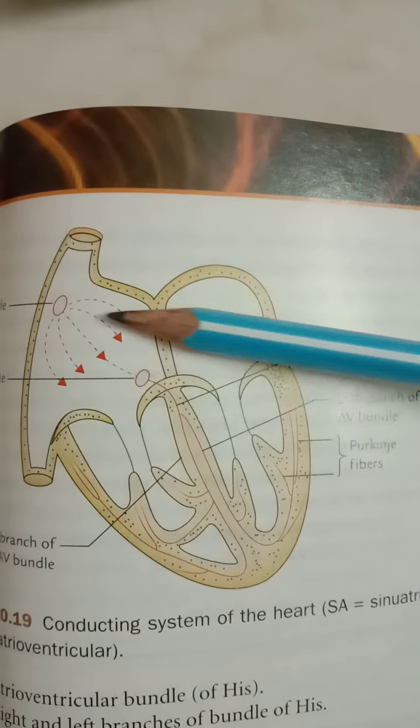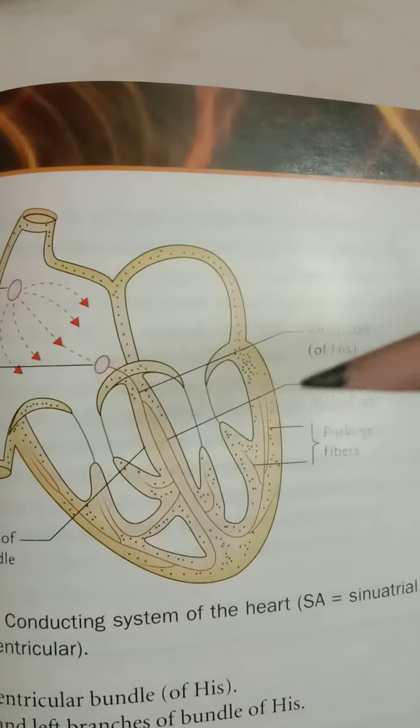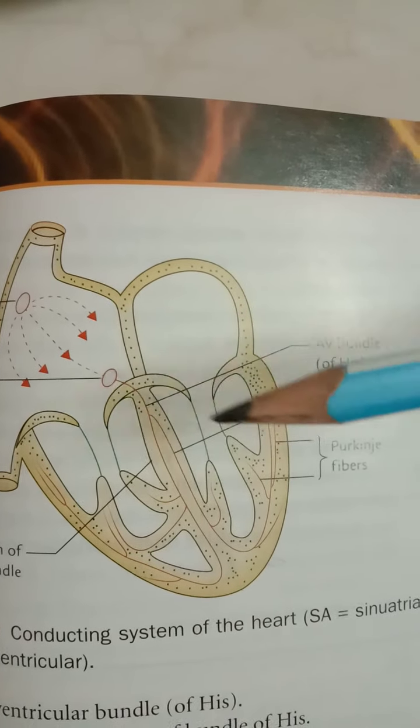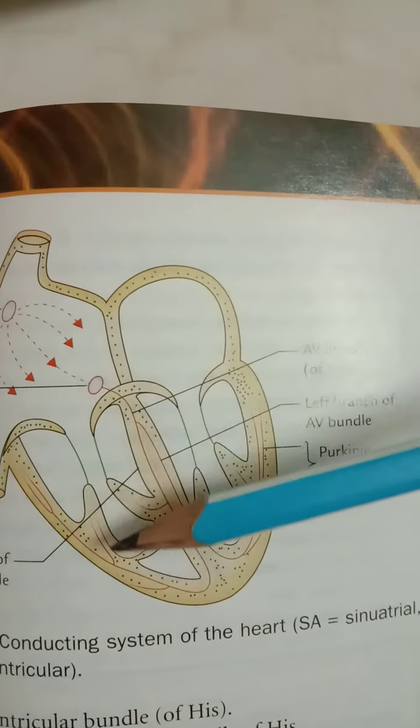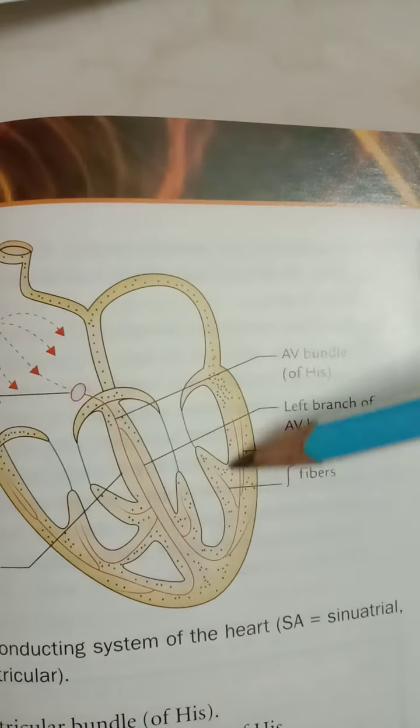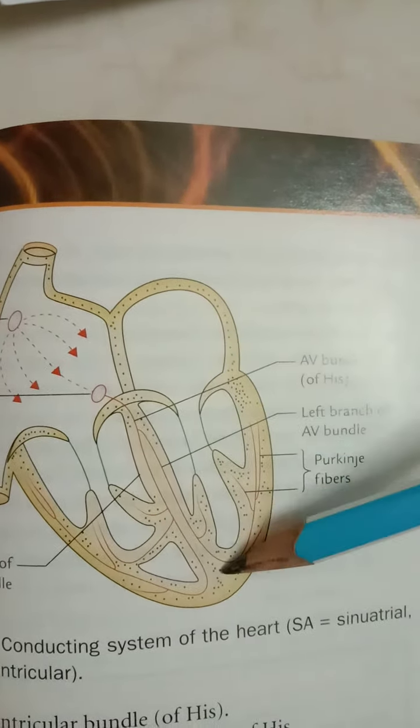After that, we have to see the interventricular septum. The interventricular septum is present between the two ventricles. Here you can see this is the right ventricle and this is the left ventricle. The septum between the two ventricles is called the interventricular septum.